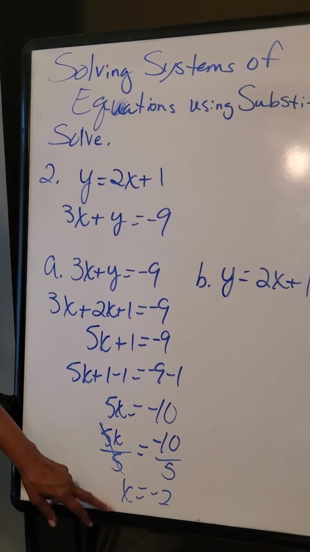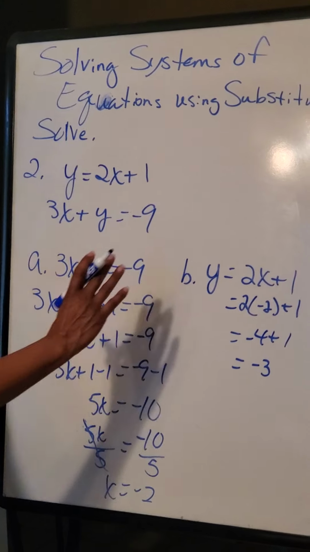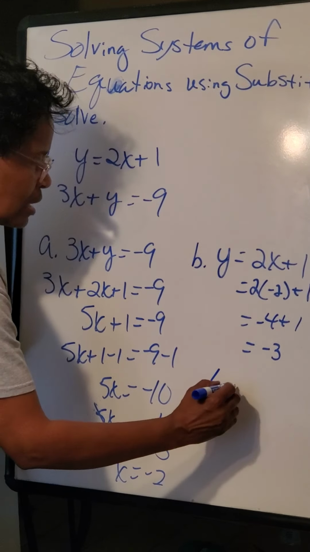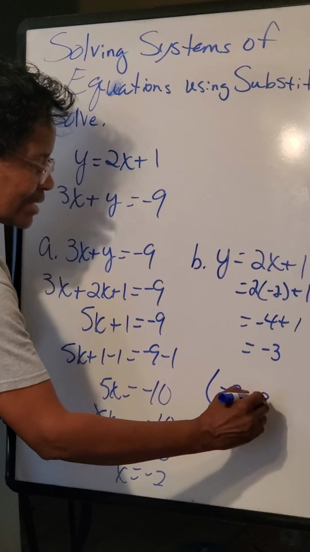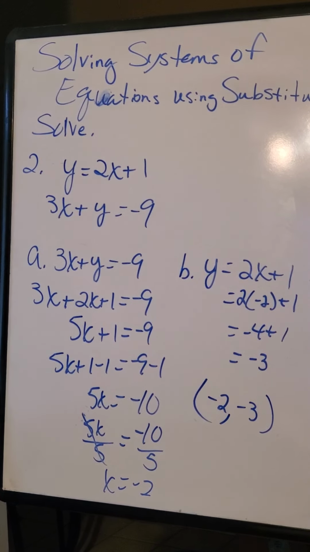And I'm going to substitute that negative 2 for my x. 2 times a negative 2 is a negative 4. And a negative 4 plus 1 is a negative 3. The solution for this problem is the ordered pair. X is a negative 2, y is a negative 3. So the solution is an ordered pair, negative 2, negative 3.